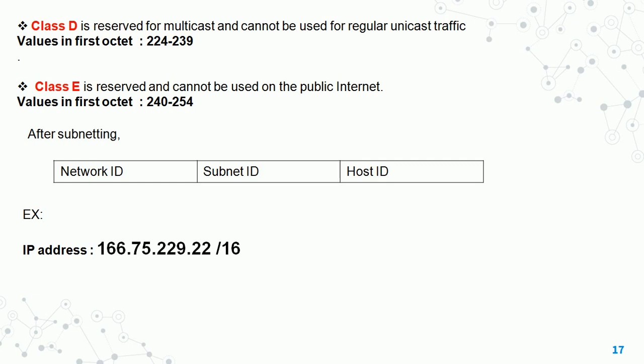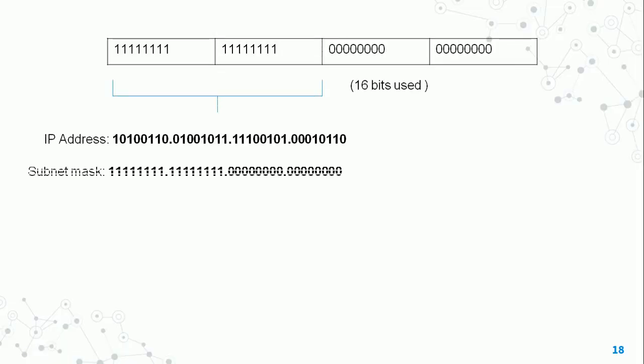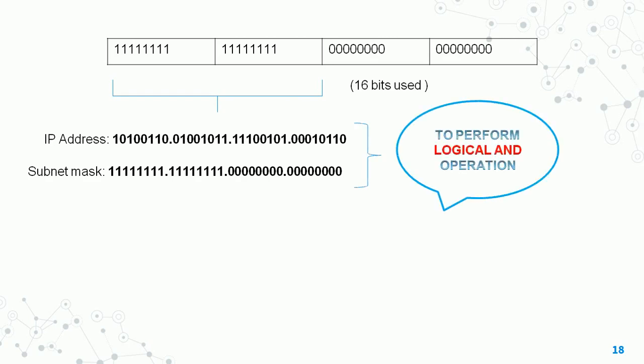For example, we take the IP address 166.75.229.22/16. It is a Class B because the value 166 is between 128 and 191. So the subnet mask is 255.255.0.0. We write the IP address and subnet mask in binary mode. Then we perform a logical AND operation.